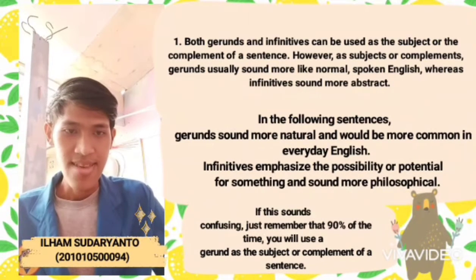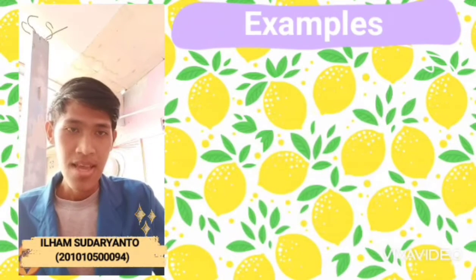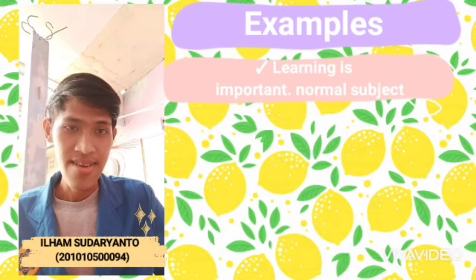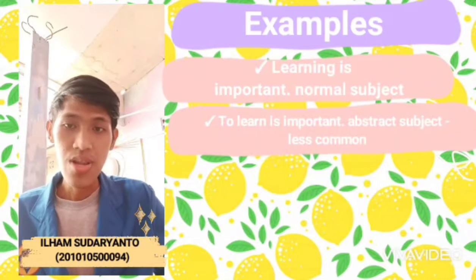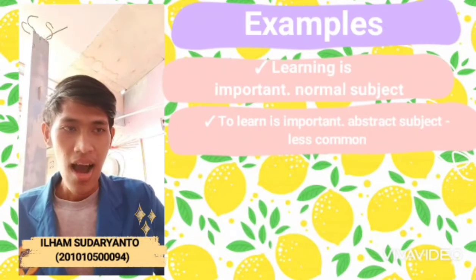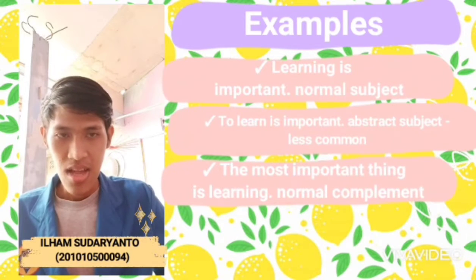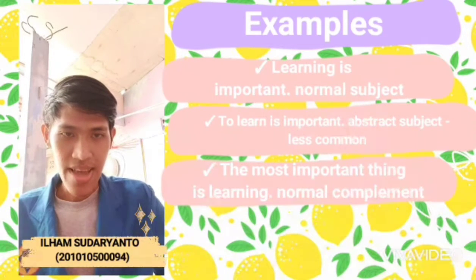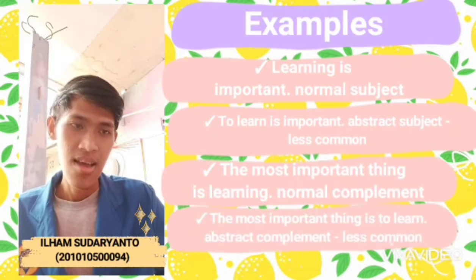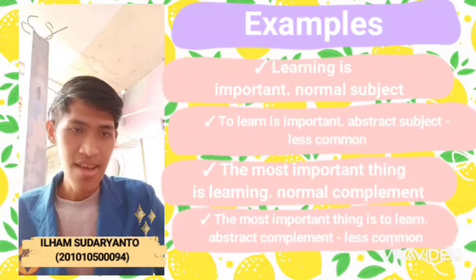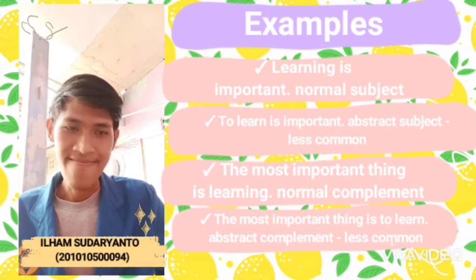The next example: learning is important, normal subject. To learn is important, abstract subject as a command. The most important thing is learning, normal complement. The most important thing is to learn, abstract complement as a command.